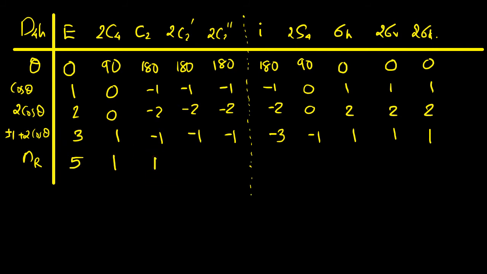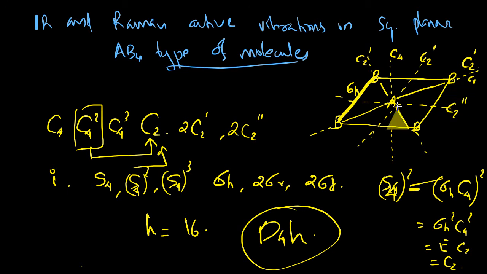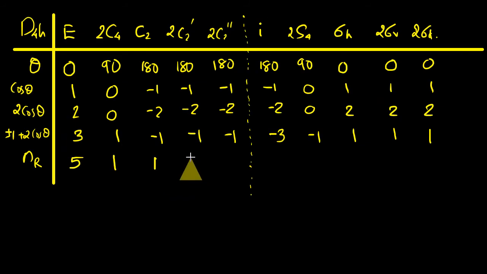But what about C2 prime? C2 prime is this axis. This is a C2 prime axis. And the C2 prime axis contains 3 atoms: B, A, B. So these 3 atoms will retain their position. Other atoms will change their position. So NR in the case of C2 prime is equal to 3.